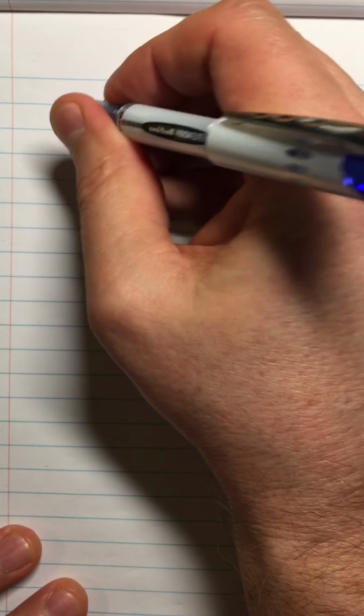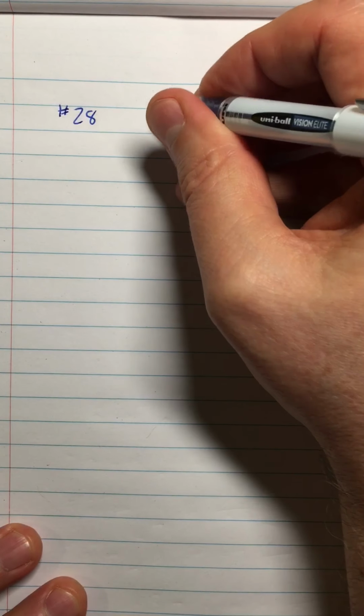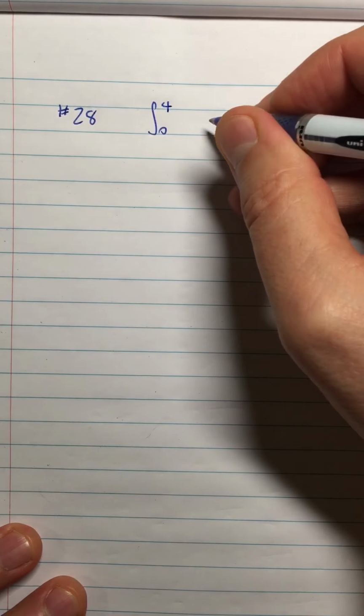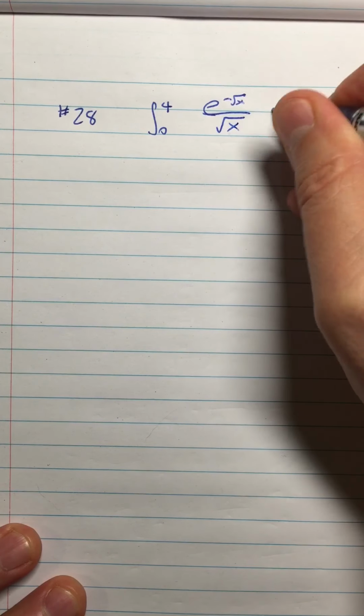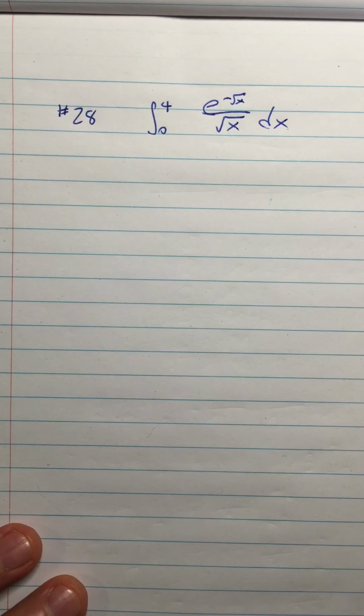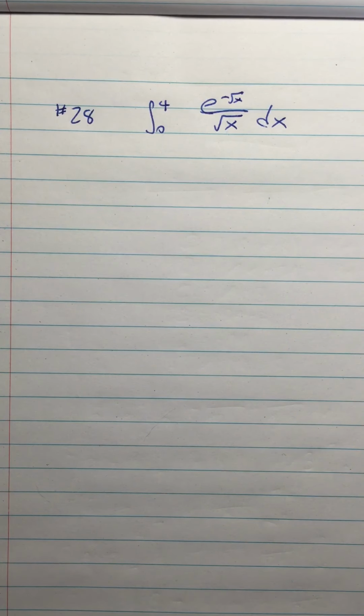I want to do just 2 more examples. I'm not going to do them necessarily in this video, but I'll set it up and give you a chance to look at it and see if you can get it. Integral from 0 to 4 of e to the negative square root x over square root x dx. This is a good review of your integrating techniques as well. What technique are you going to use to do this integral?